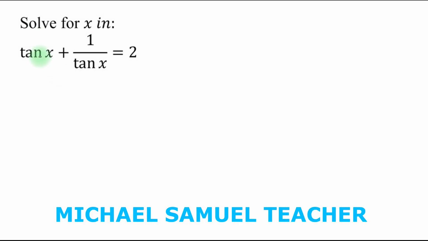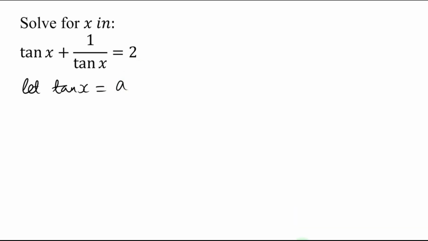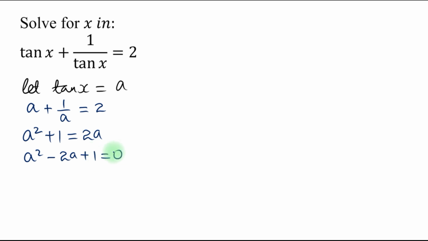And in this case, we have to say let tan x be a. We can give it a certain variable. So then from there we can rewrite it as a plus 1 over a will be equal to 2. So multiply through by the LCM, which is a, we shall have a squared plus 1 is equal to 2a. Then let us rearrange it to form a quadratic equation. So this will be a squared minus 2a plus 1 is equal to 0.